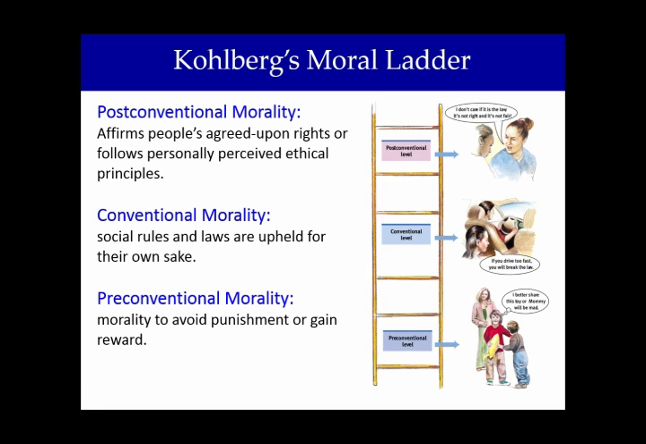Now, not all of us move through all of these stages, and some people are stuck at pre-conventional. They'll commit crimes and stuff and justify it, saying, well, I didn't think I'd get caught. That's a justification for doing something wrong, right? There are people who never move past pre-conventional. There are people who never reach post-conventional.